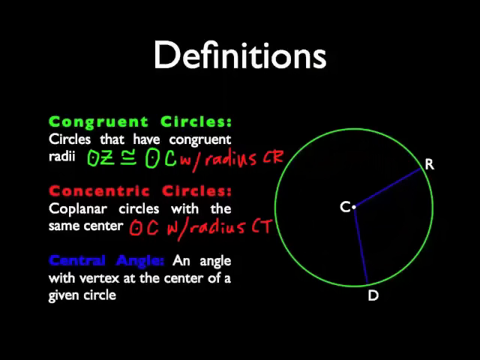And finally, central angles. Just like in regular polygons, central angles are created by two radii. Same thing here. A central angle is an angle with a vertex at the center of a given circle, basically saying an angle whose sides are two radii of the same circle.